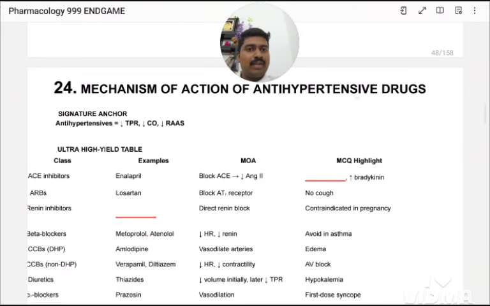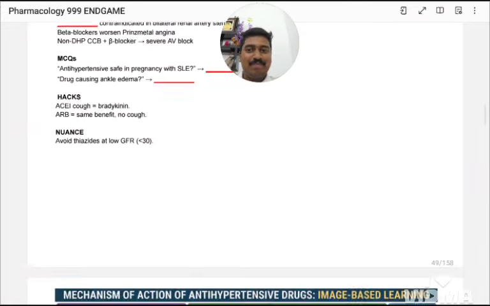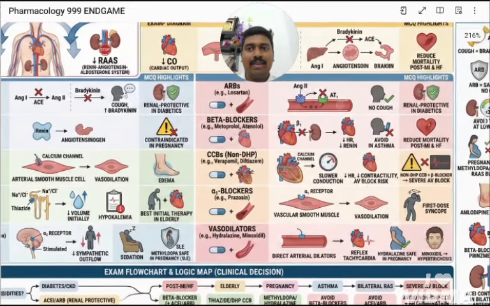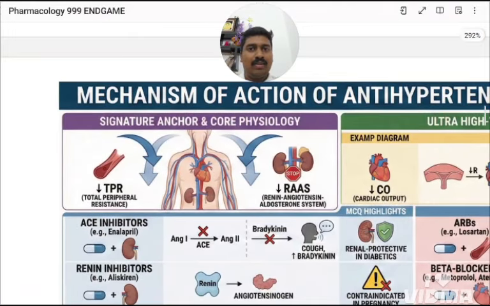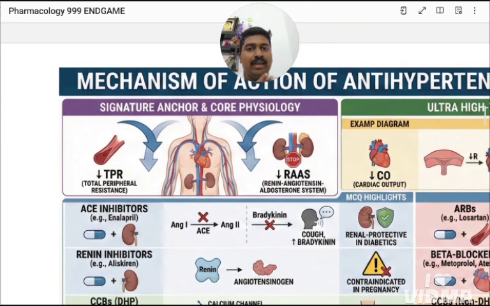Next important topic is mechanism of action of antihypertensives. Very important topic again, and we have a lot to discuss here. First we'll see why hypertension occurs. What is the core physiology? Whenever there is decreased circulating blood volume or release of adrenaline and all these vasopressors, there is an increase in renin angiotensin system activity, as a result of which angiotensin is secreted. Angiotensin 2, a potent vasoconstrictor, is responsible for increasing total peripheral resistance, so vasoconstriction occurs.